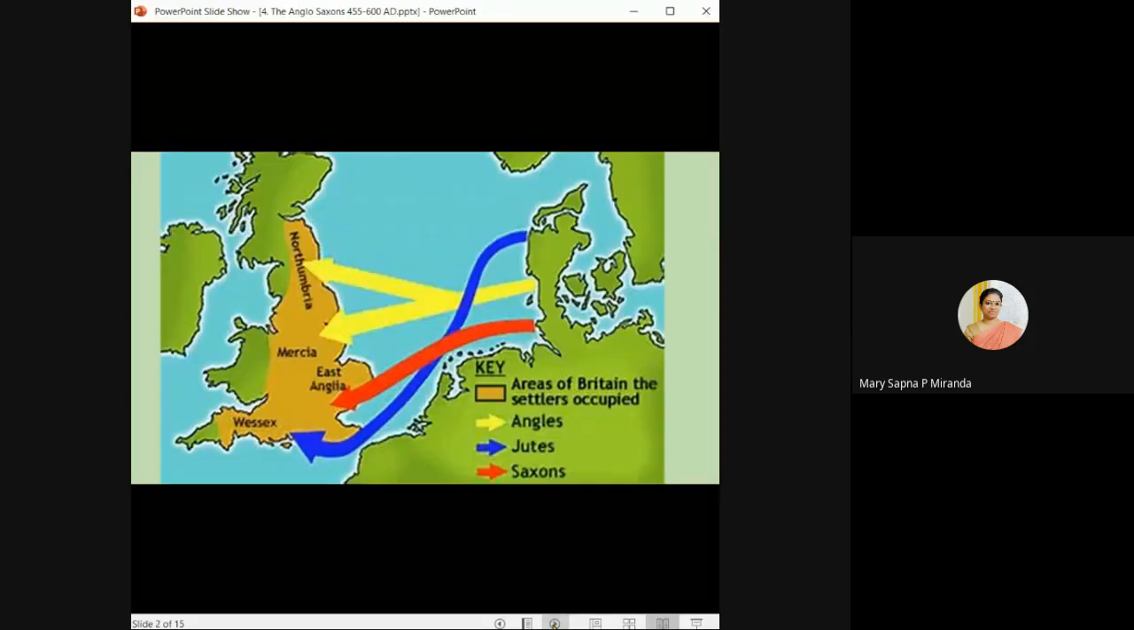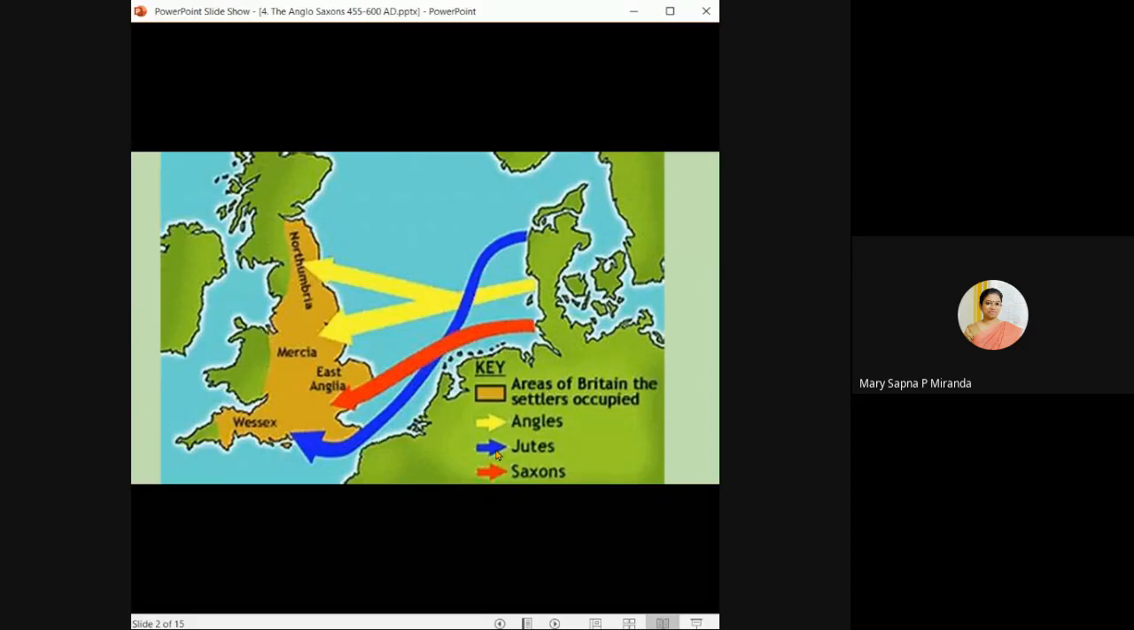So now here is a map for you. I'll be showing you more maps so that you become very familiar with the whole movement. This is Britain, and this is the European landmass, right? These are the different areas from which these different tribes came and invaded and settled down in Britain. In the last class we had stopped with the Jutes.